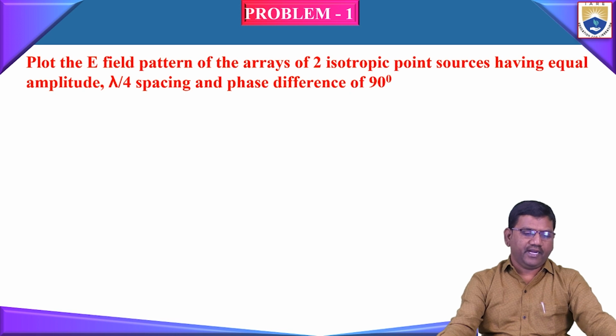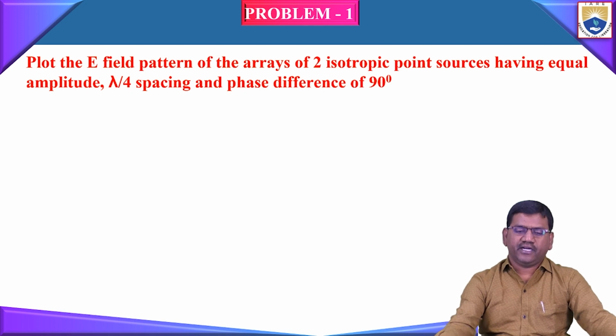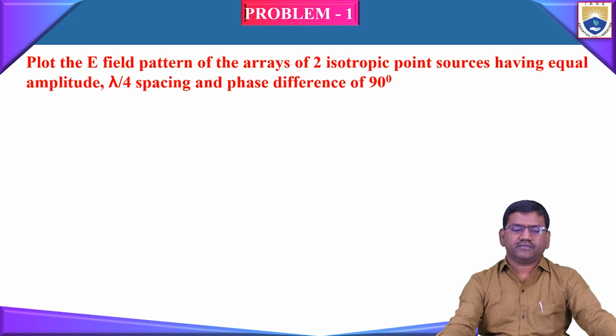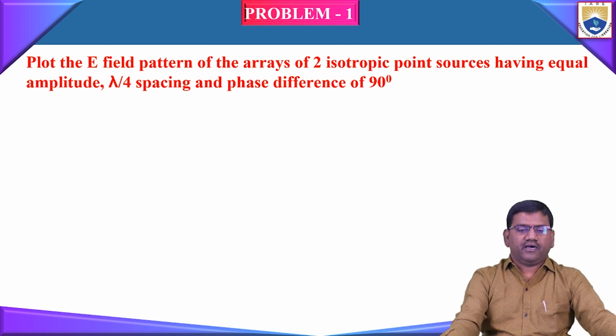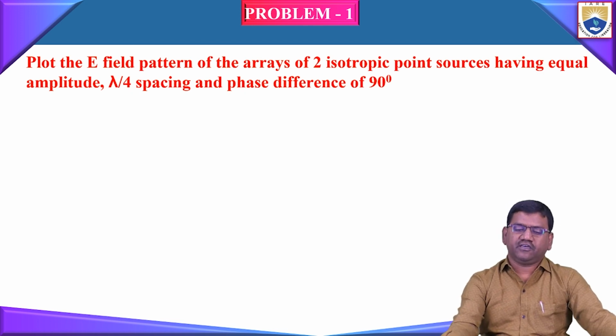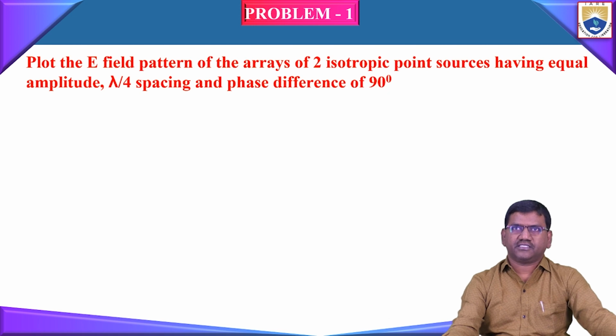Find the E field pattern of the arrays of two isotropic point sources having equal amplitude, lambda by 4 spacing and a phase difference of 90 degrees. So plot the E field pattern of two isotropic point sources having equal amplitude, lambda by 4 spacing and phase difference of 90 degrees. As we have seen in the theory, an isotropic point source is a source which radiates uniformly in all directions.